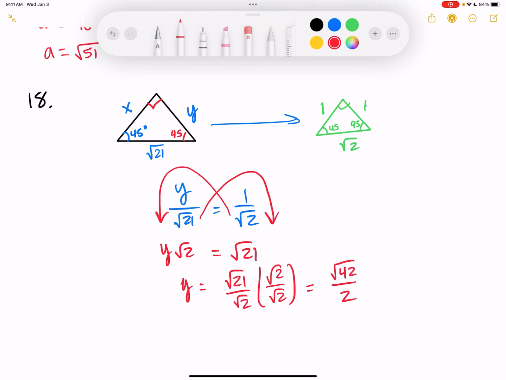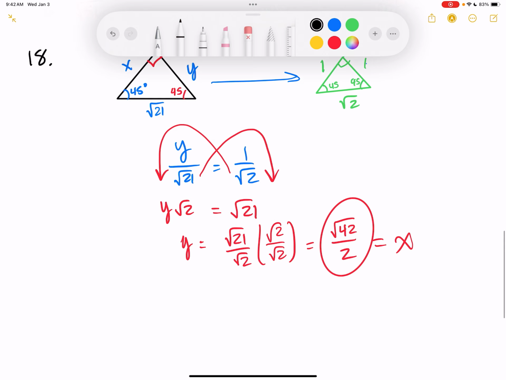Now, because this is a 45, 45, 90, if y is the square root of 42 over 2, what must x also be? Same thing. Yep, so this is also going to be x. So that's a 45, 45, 90.